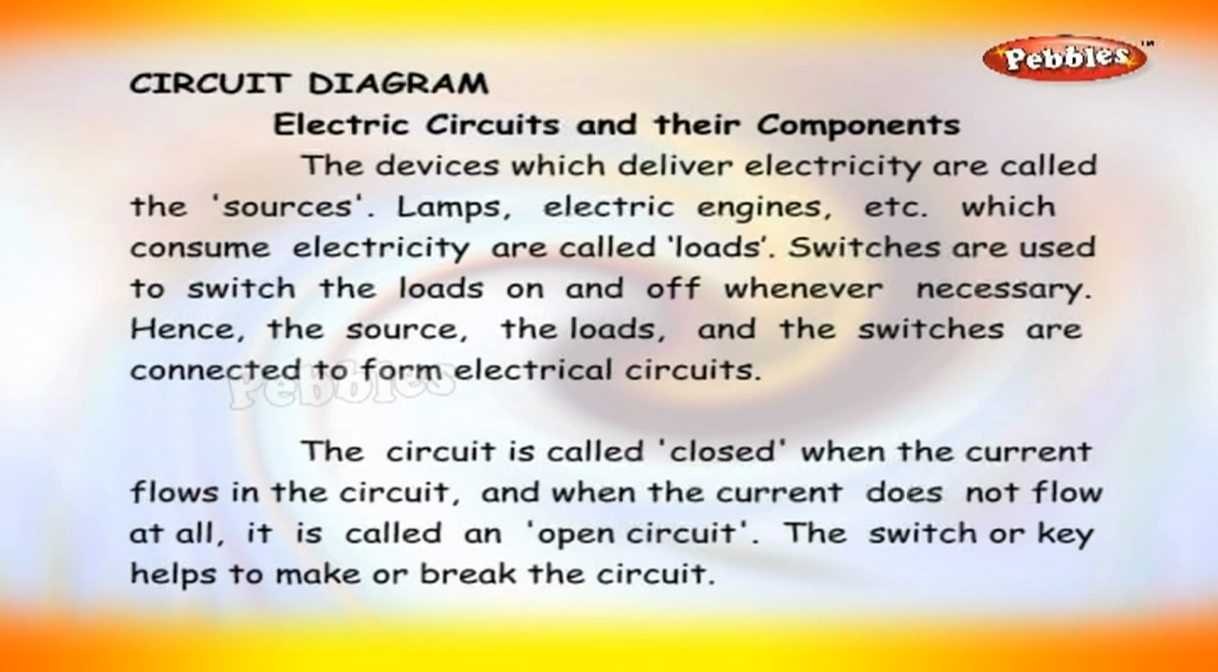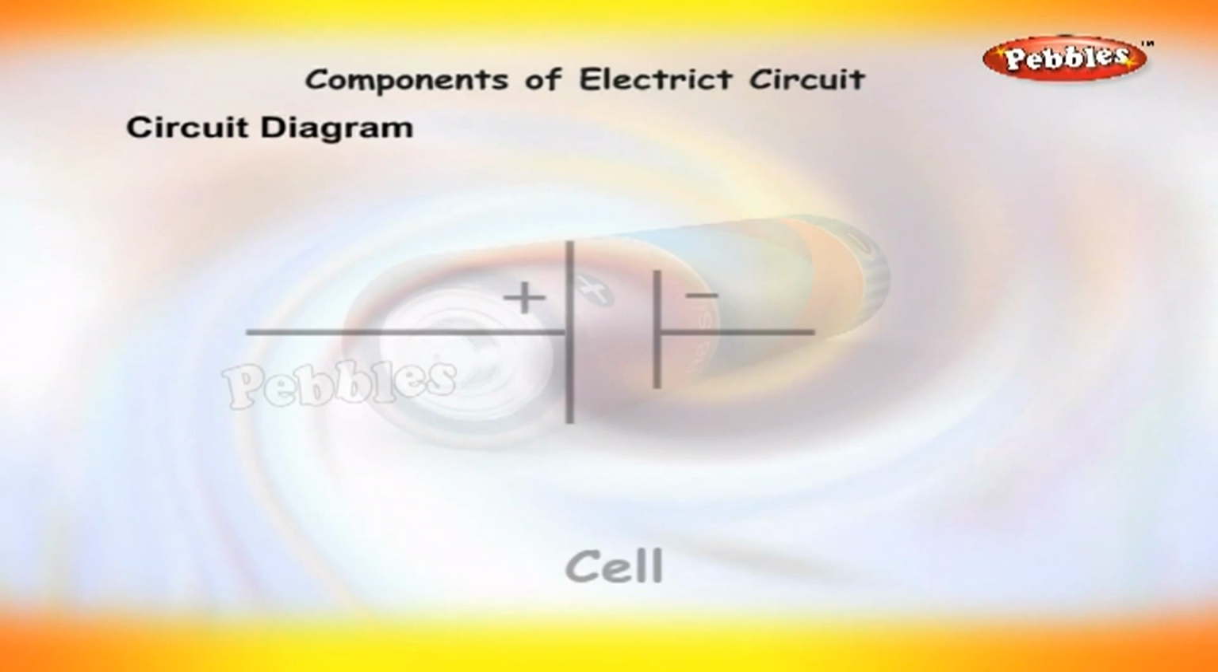The circuit is called closed when the current flows in the circuit, and when the current does not flow at all, it is called an open circuit. The switch or key helps to make or break the circuit.